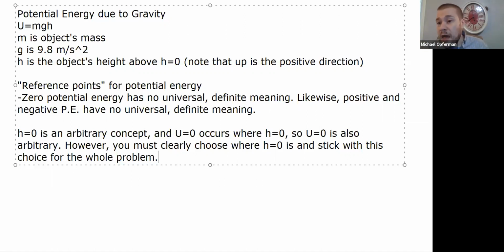As long as you do that, gravitational potential energy is very easy. That's really the only thing that can go wrong. So I guess I'll end this video here, and all that remains is really to show you some examples of how to use this formula in conjunction with the other energy concepts we're learning.